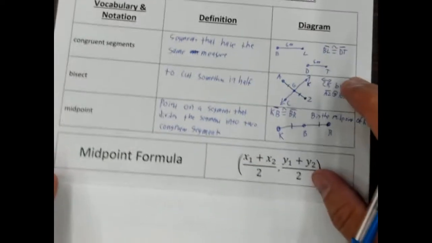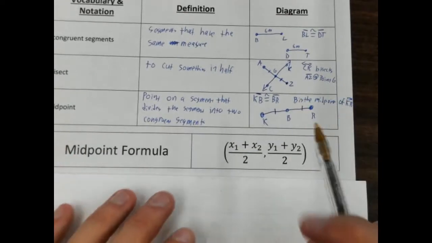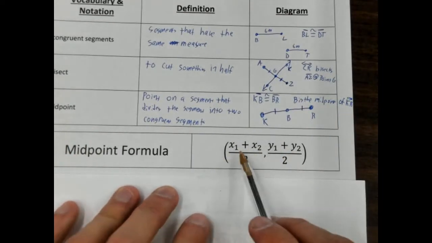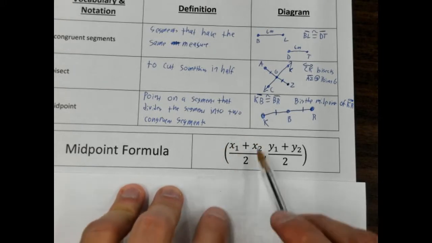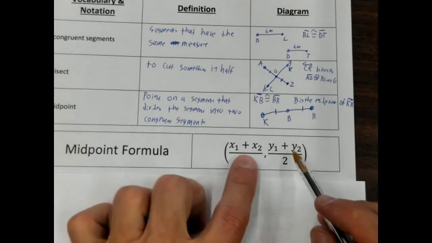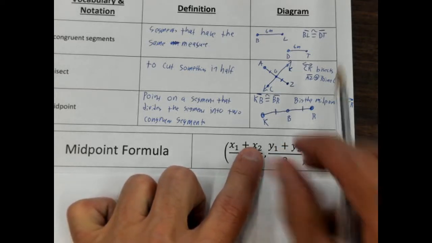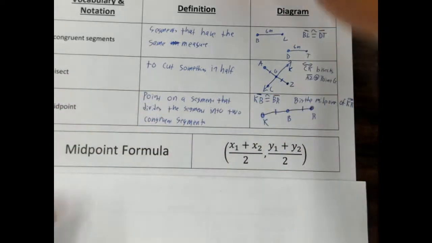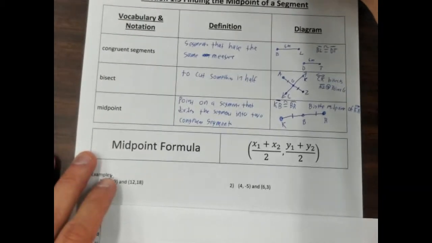Okay, so this is the formula. This is kind of how we find the midpoint of something. All right, so you're going to be finding the average of the x values of the endpoints. And then these are the y values of the endpoints. Find their average, and it'll be halfway in between. That'll make sense in a moment once we do one of these together.